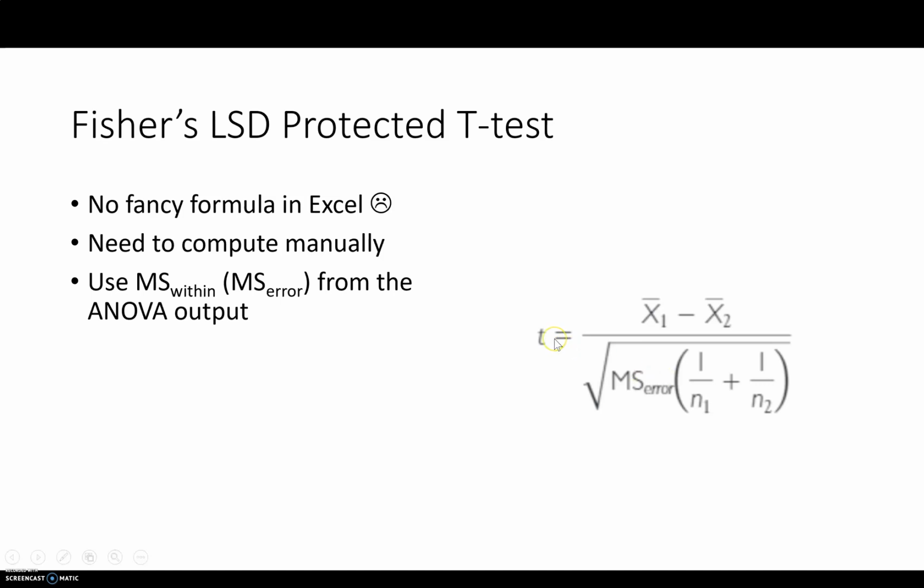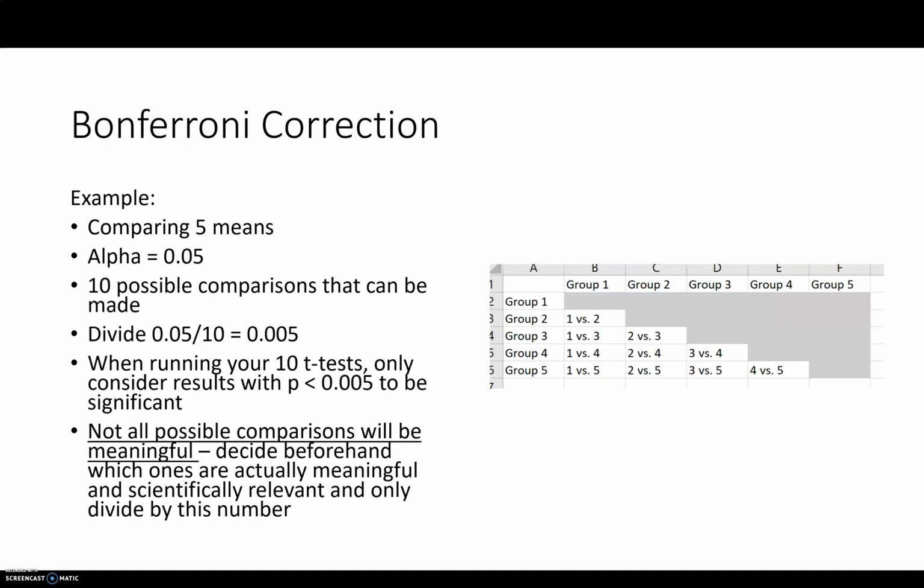So then this t statistic that results, you're going to compare to the critical t value. So you'll need to get a critical t. If the absolute value of this t exceeds that critical t value, then you can declare that pair to be significantly different. Yeah. Bonferroni correction.